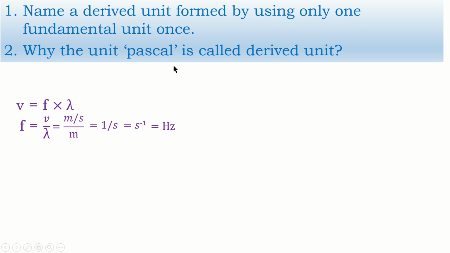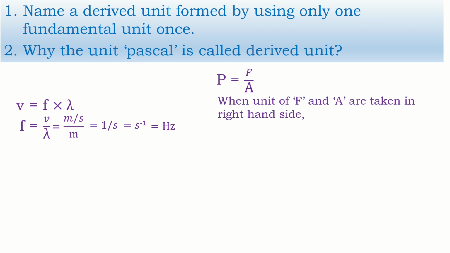Why is the unit Pascal called a derived unit? What is Pascal? It is a unit of pressure. Pressure equals force by area, and when the units of force and area are taken on the right hand side, we have Newton per square meter, because Newton is the unit of force and the unit of area is meter square. And if we take the expanded form of Newton, it is kg meter per second square. If meter cancels, then we have kg divided by second square and divided by meter. It means we have lastly kg meter to the power minus 1 second to the power minus 2.